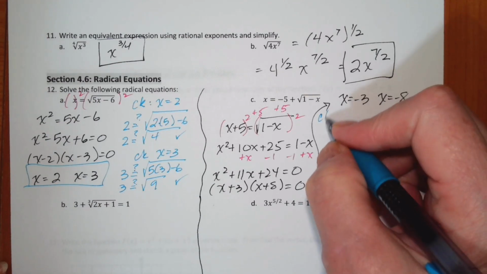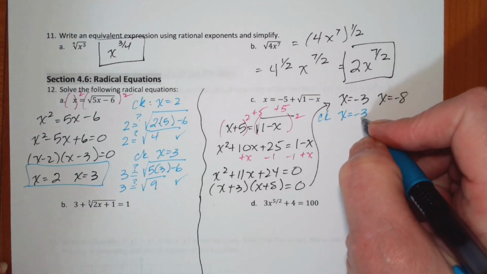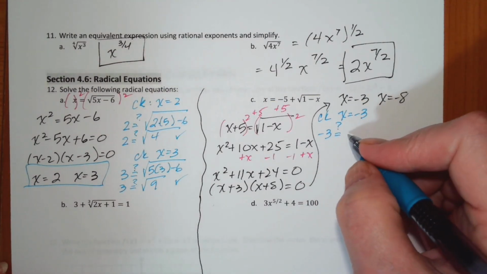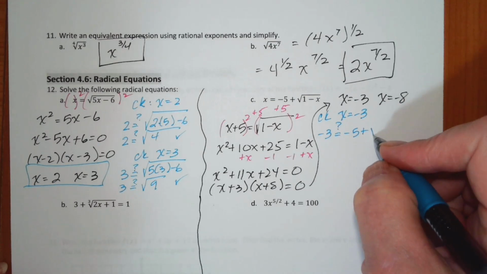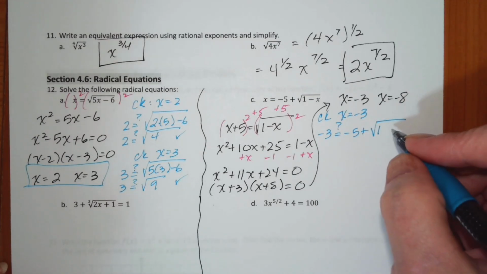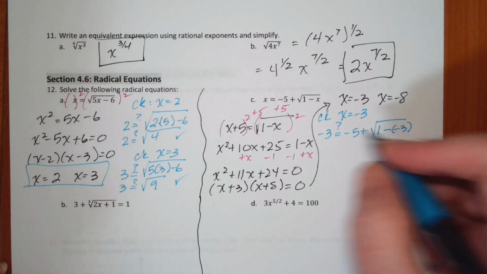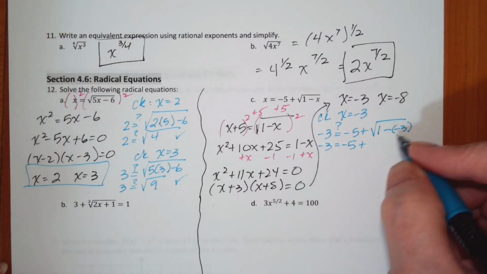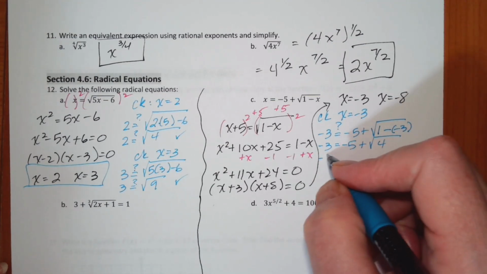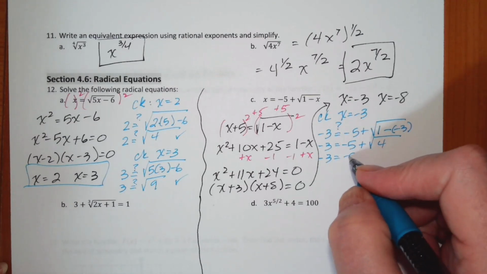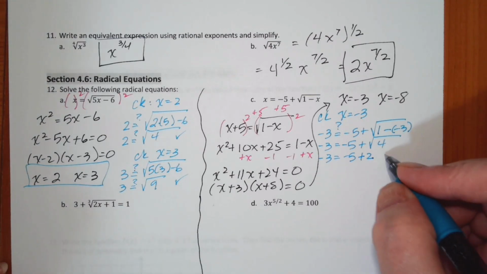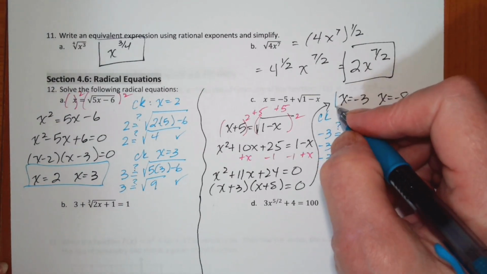Okay, so let's check x equals negative 3. So I want to know, is negative 3 equal to negative 5 plus the square root of 1 minus negative 3? So is negative 3 equal to negative 5 plus the square root of 4? Negative 3 equals negative 5 plus 2. So that checks. So this is a solution.